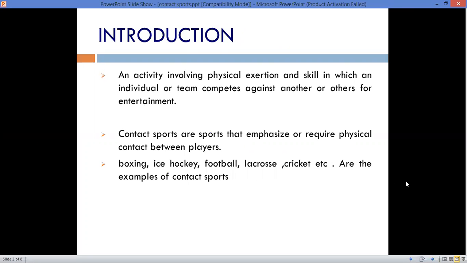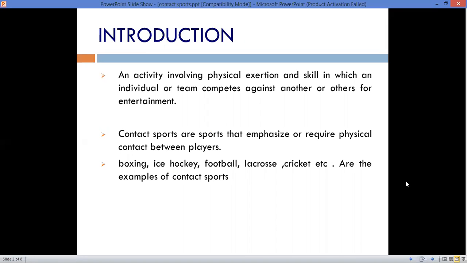Sports is an activity involving both physical and mental exertion and skill in which an individual or a team competes against another or others for entertainment. And sometimes it will be played for countries or nations, etc.